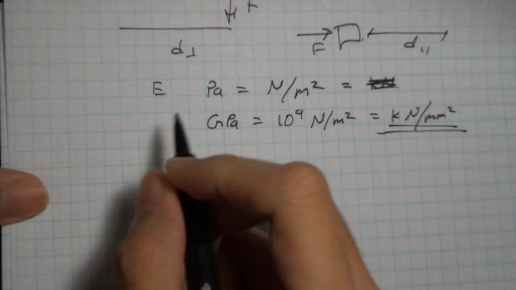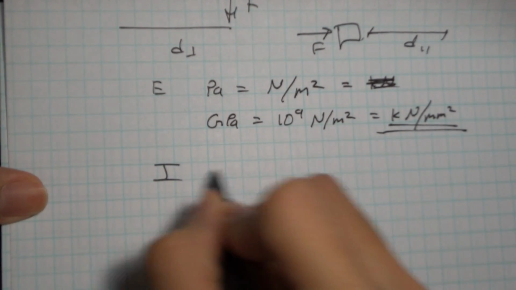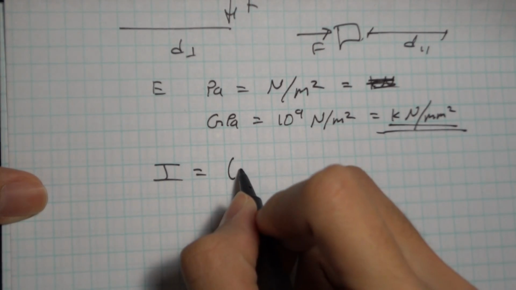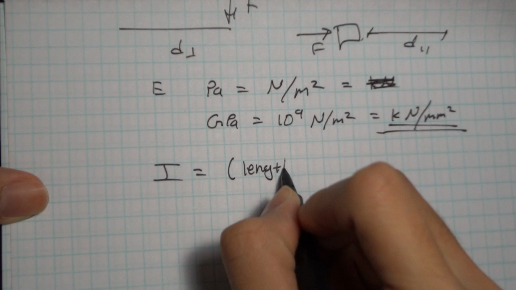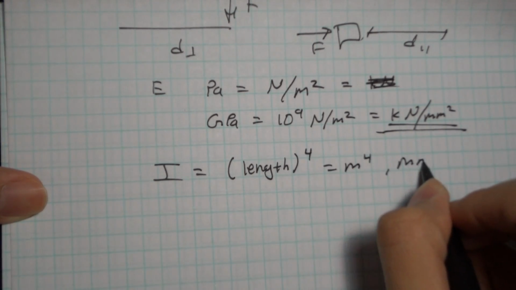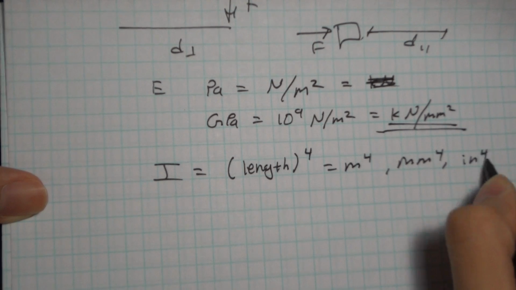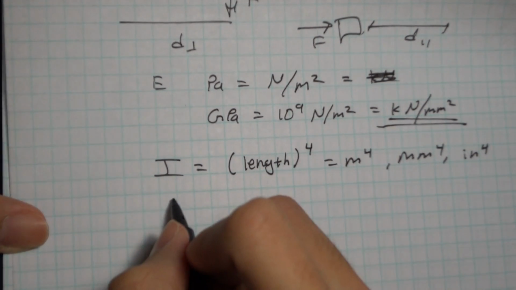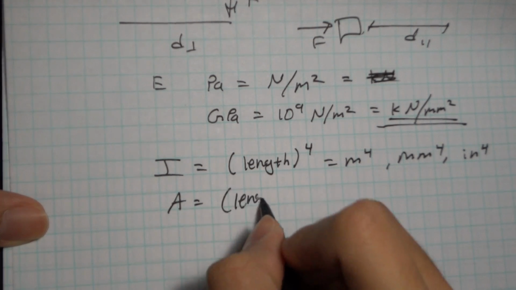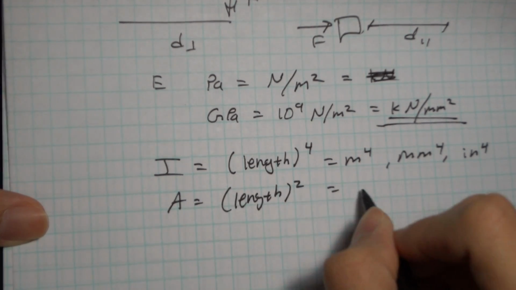What else is there? Your moment of inertia is in units of length to the 4th. So this is meters to the 4th, millimeters to the 4th, inches to the 4th. And area is length squared.